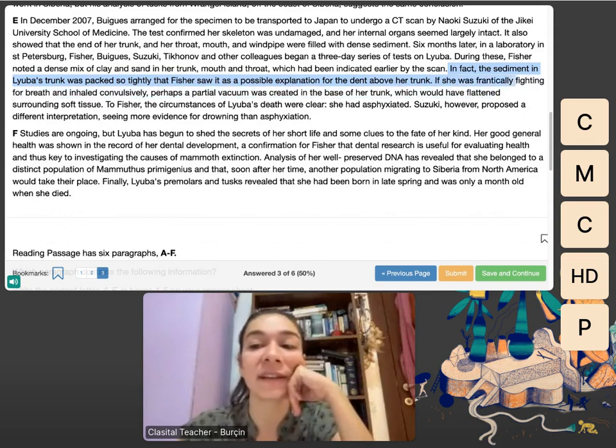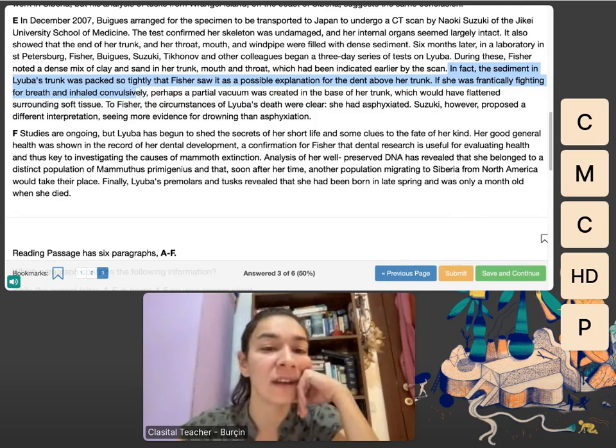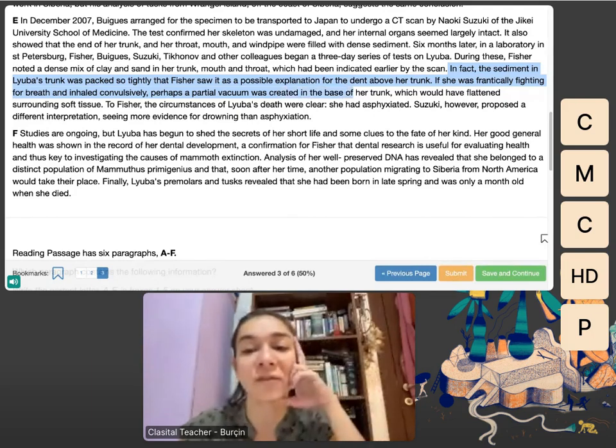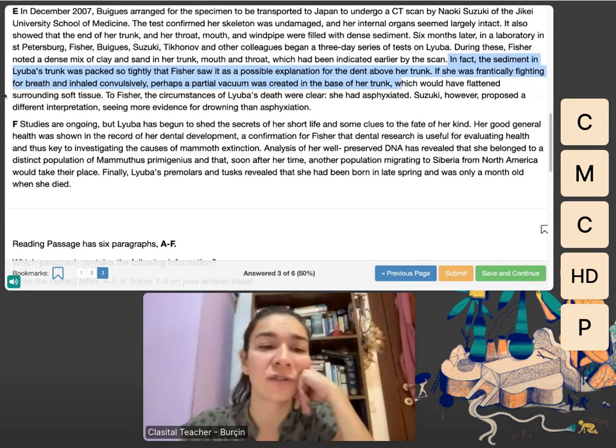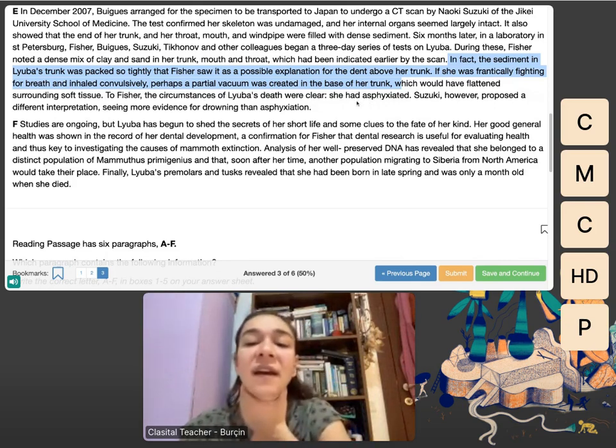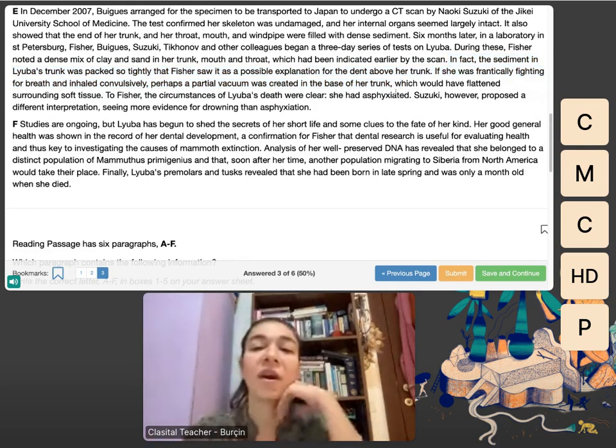If she was frantically fighting for breath and inhaled convulsively, perhaps a partial vacuum was created in the base of her trunk, which would have flattened surrounding soft tissue. To Fisher, the circumstances of Luba's death were clear. She asphyxiated. Asphyxiated means like suffocated.